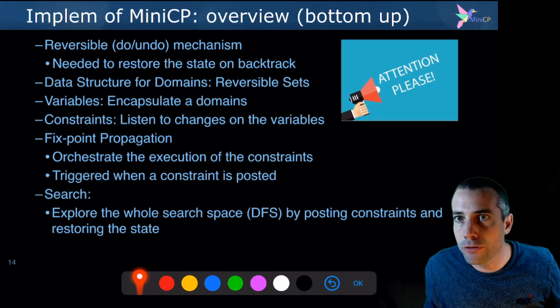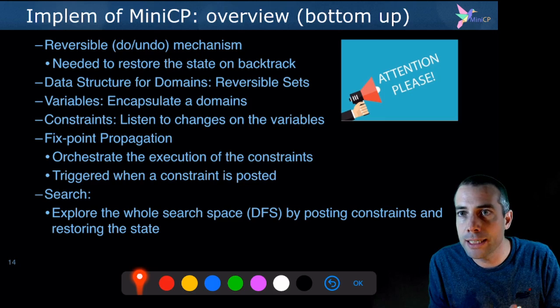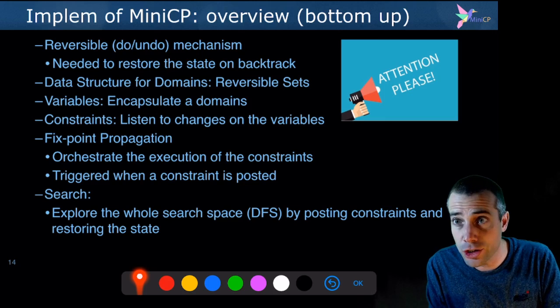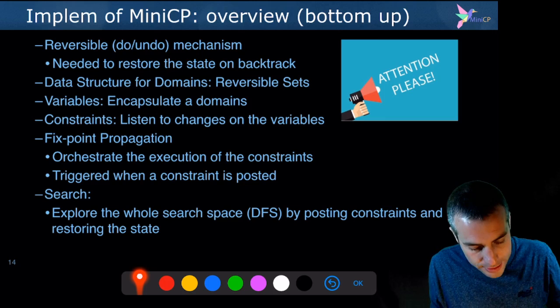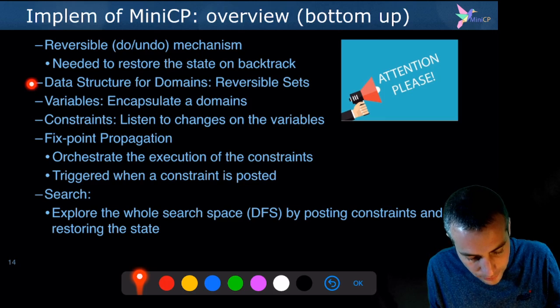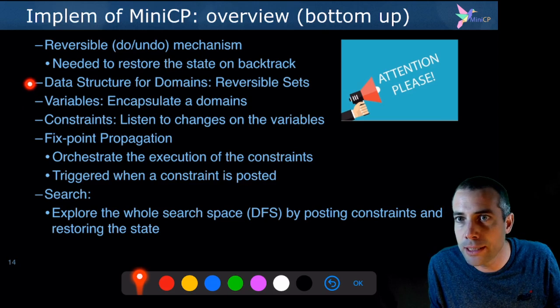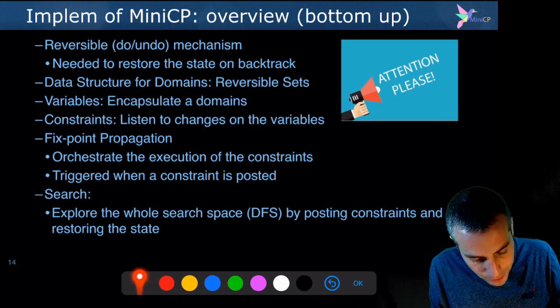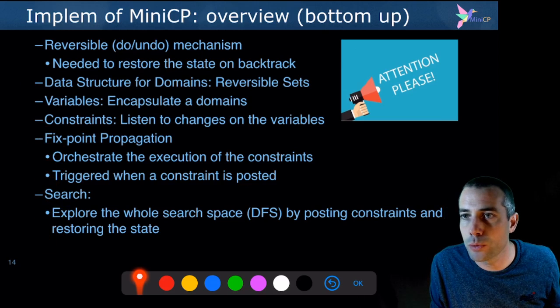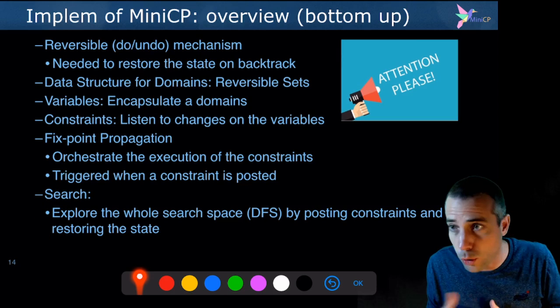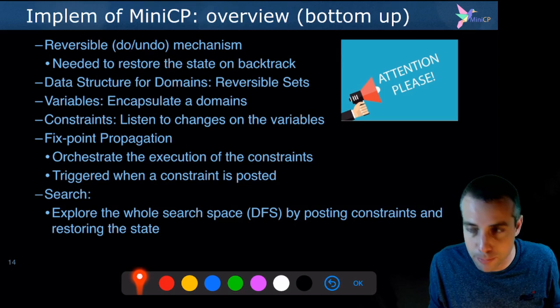To implement a solver, you will need a mechanism to do and undo the changes that the constraint will do on the domains. You need data structure to represent the domains. You need variables, objects that will encapsulate the domains. You need the implementation of the fixed point algorithms, and you need the search, typically a depth-first search, that will allow you to branch and take decisions during the exploration of the search tree.